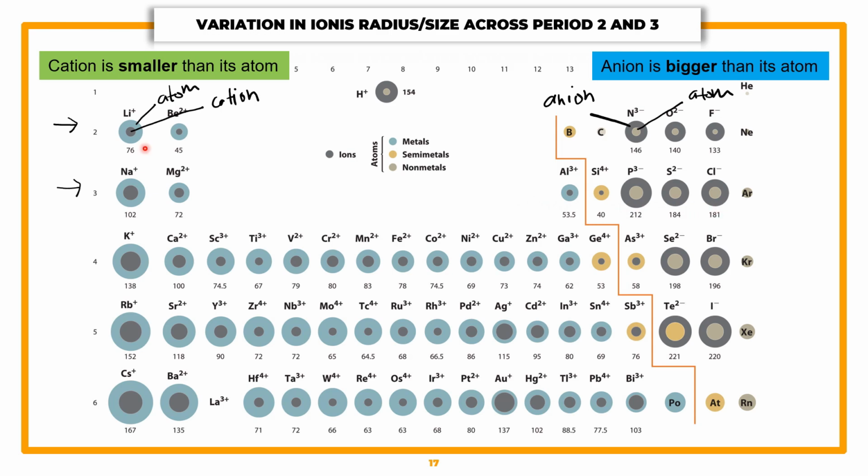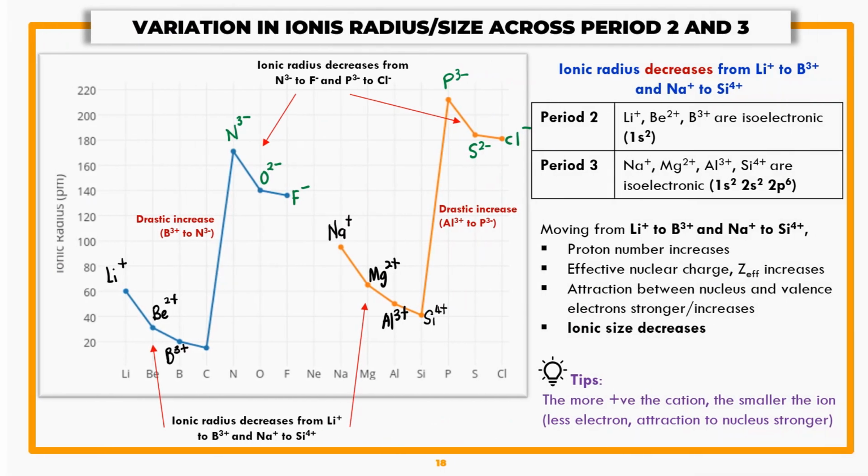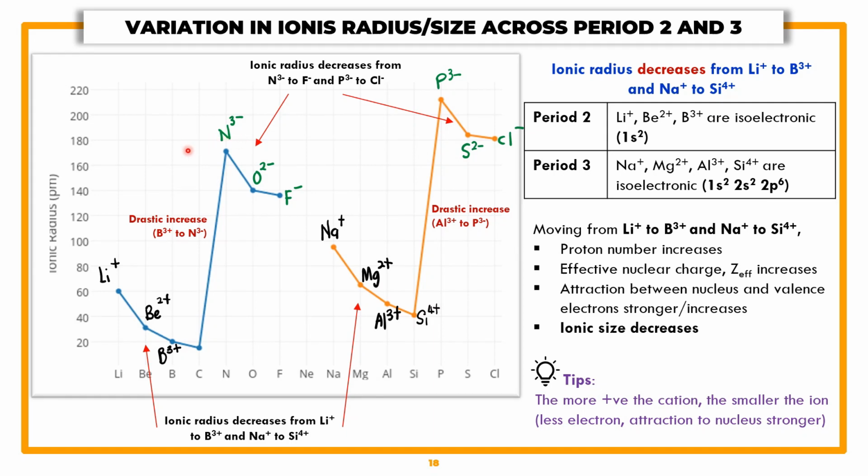So in this category, we will study kenapa size of the cation decreases from left to right dan kenapa size of anion pun will decrease from left to right dan kenapa size of this cation dan anion ini berubah secara drastic. The variation of the ionic radius across period 2 and period 3 just now can be explained by using this graph. So in order to discuss the variation, okay, nak discuss perubahan of the ionic radius across period 2 and 3, kita akan pecahkan kepada 3 bahagian.